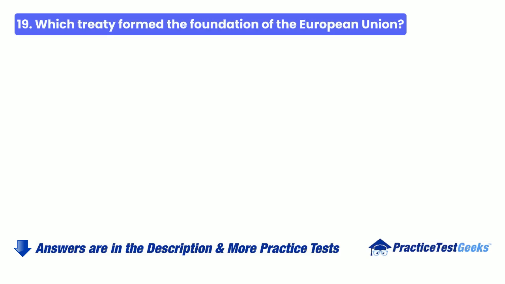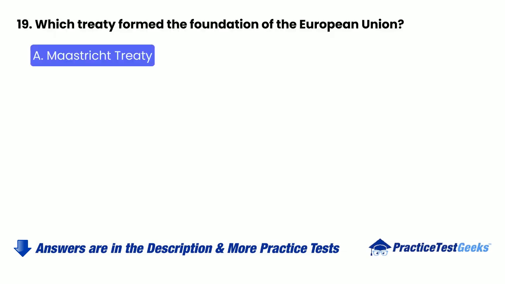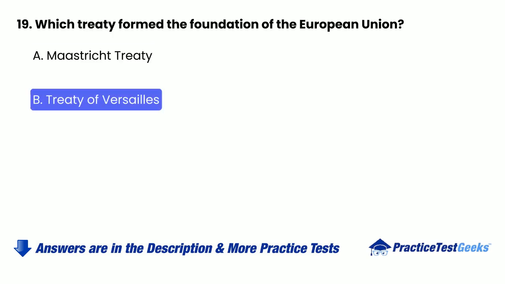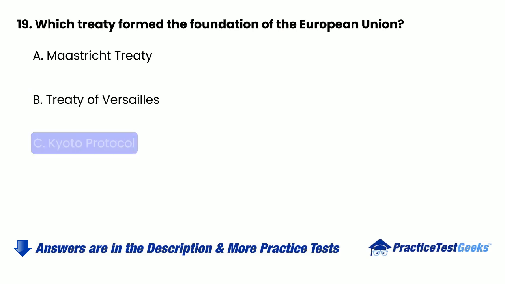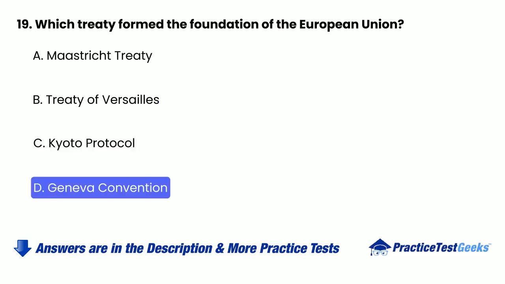19. Which treaty formed the foundation of the European Union? A. Maastricht Treaty. B. Treaty of Versailles. C. Kyoto Protocol. D. Geneva Convention.